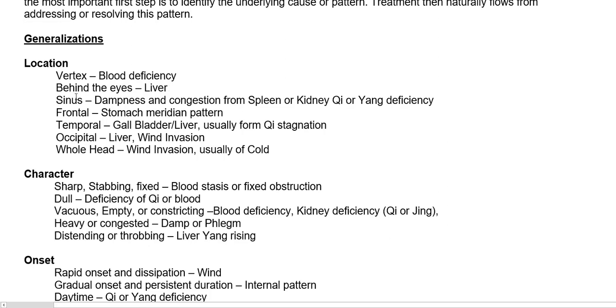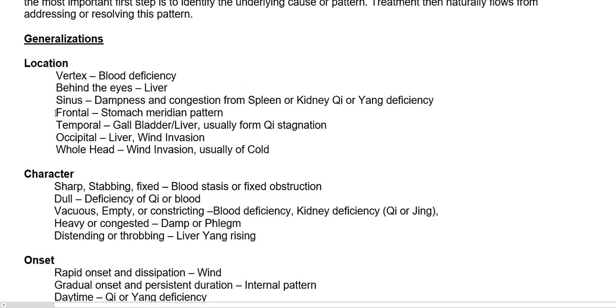Sinus, however, which can feel like behind the eyes, can tell us that there is dampness or congestion. Now that's still a little bit related to the liver, but more because of the liver's smooth flow of qi and blood. But if it's a sinus headache pattern, that almost always tells us there's dampness. And the most common causes of dampness are spleen or kidney qi or spleen or kidney yang deficiencies.